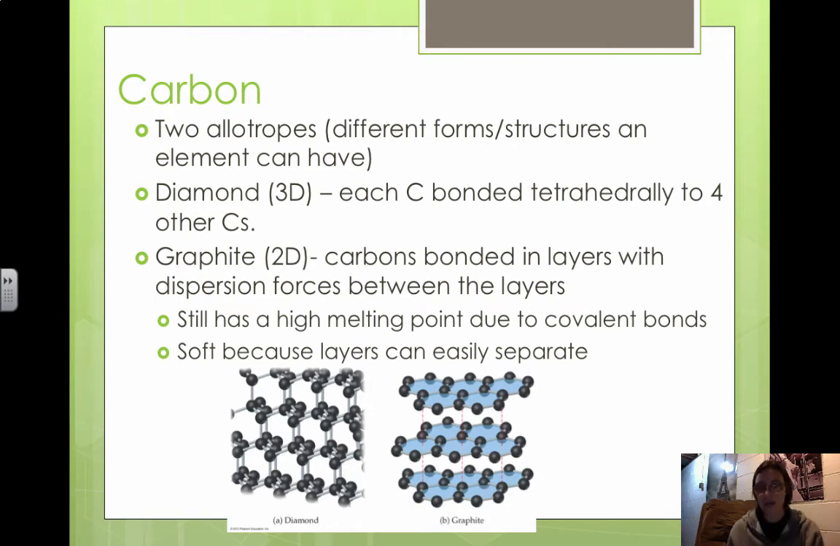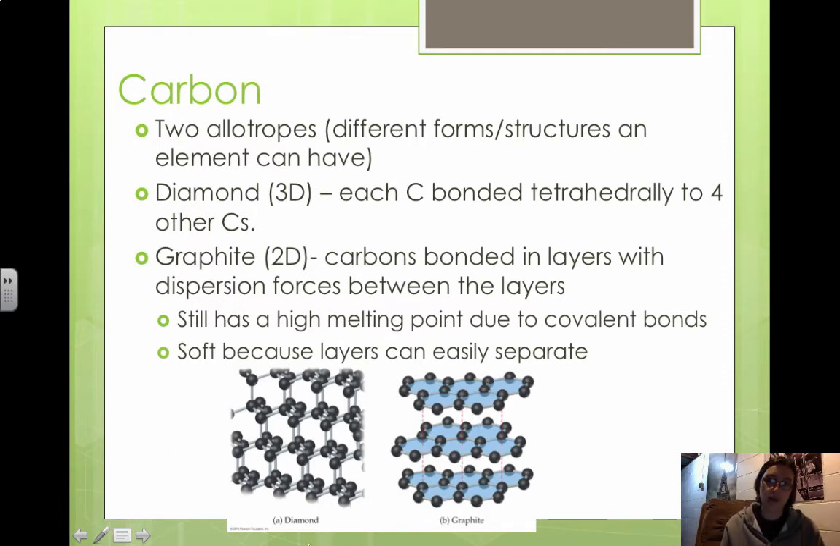An allotrope means that even though it's the same element, it has a different form or a different structure. And these two allotropes are diamond and graphite. In diamond, each of the carbon atoms is bonded to 4 other carbon atoms, and so it forms a tetrahedron. In graphite, the carbon atoms actually bond in layers or in sheets, and each of the layers that you can see in this picture are attracted through dispersion forces.